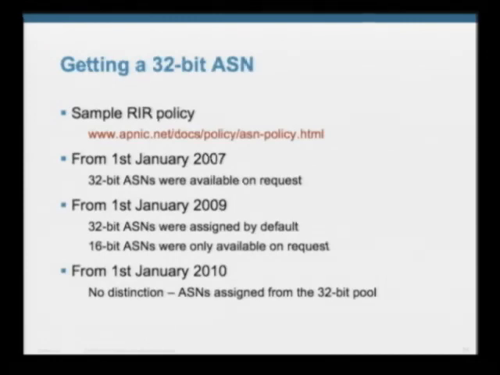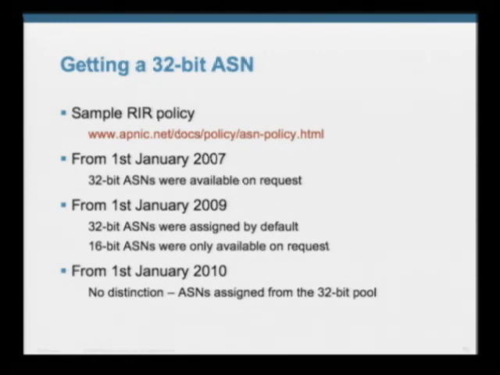Now, getting an ASN: go to your registry, you'll get one. Bit of history: from January 1st, 2007, you could get your 32-bit AS number, and so some early adopters did that. From 1st of January 2009, the registries were giving 32-bit ASNs by default, and 16-bit if you asked for them. So if you wanted a 16-bit AS number, you had to say so in the application form. And from 1st of January this year, there was no distinction made. You just got an AS number from the pool.